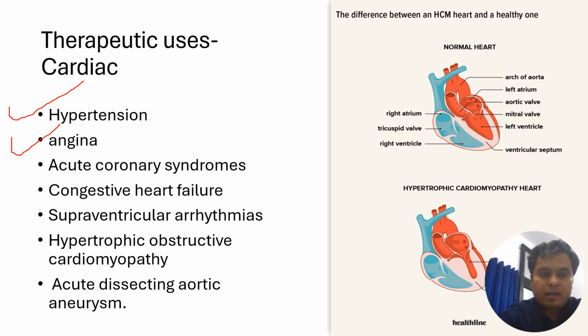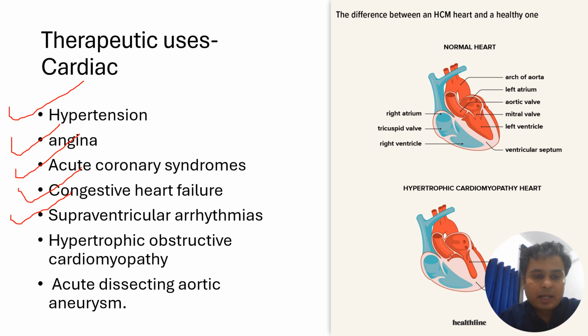And we have got the use of beta blockers in acute coronary syndromes like ST elevation MI, non-ST elevation MI, right? And then we have got congestive heart failure because beta blockers tend to decrease the cardiac remodeling. Then we have seen that they can correct the cardiac rhythms as well. So they are used in supraventricular tachycardias because they decrease the AV conduction.